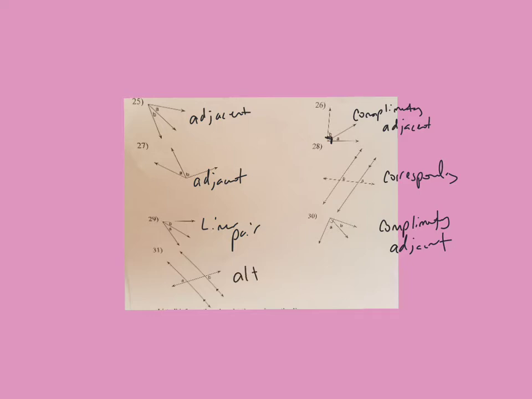31 is going to be alternate exterior. So they're on the opposite sides, but they're outside the two parallel lines. So they're alternate exterior angles. Alright, that's it for up to 31.